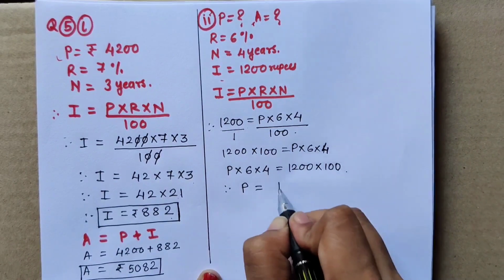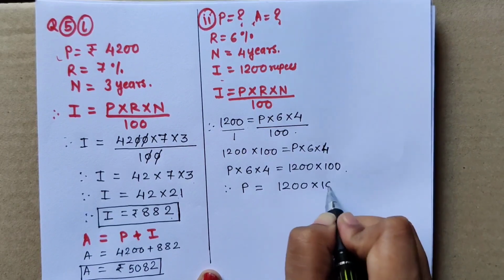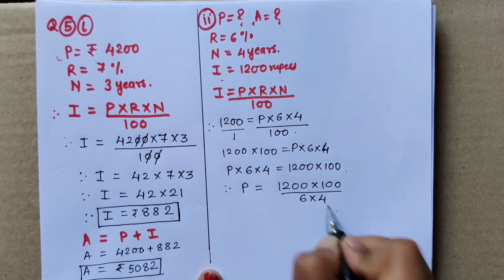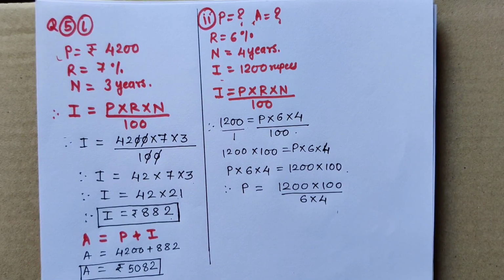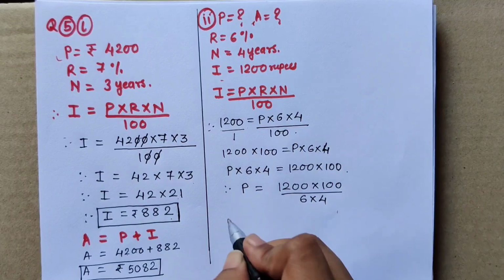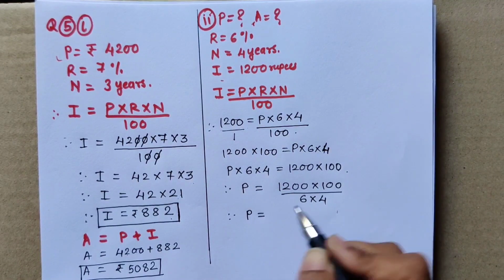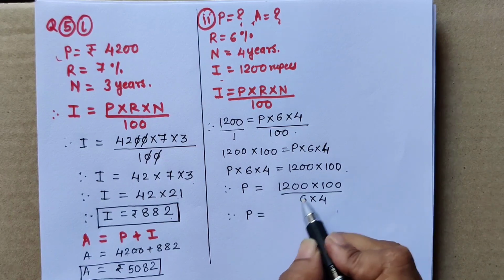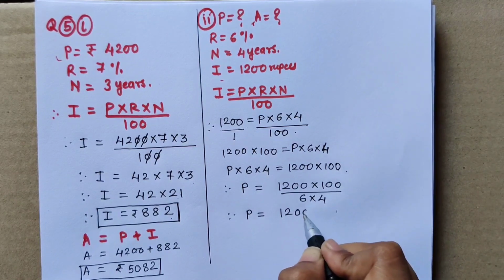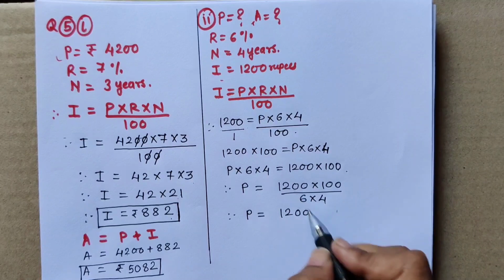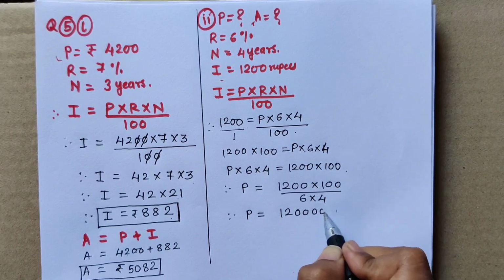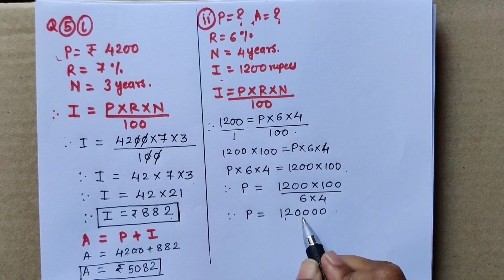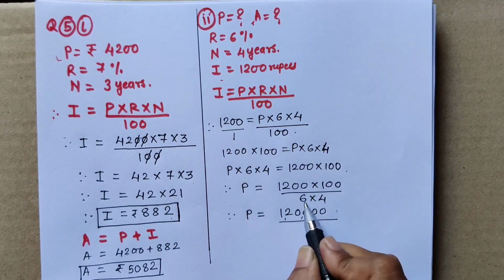Therefore P is equal to 12,000 into 100, and this 6 into 4 I write upon 6 into 4. So it will be easy to calculate now. So right now we write P equals 1200 into 100. So we write 12, these 2 zeros as it is and 2 zeros from 100. So 1200 multiplied by 100 we get 1,20,000 upon 6 into 4.